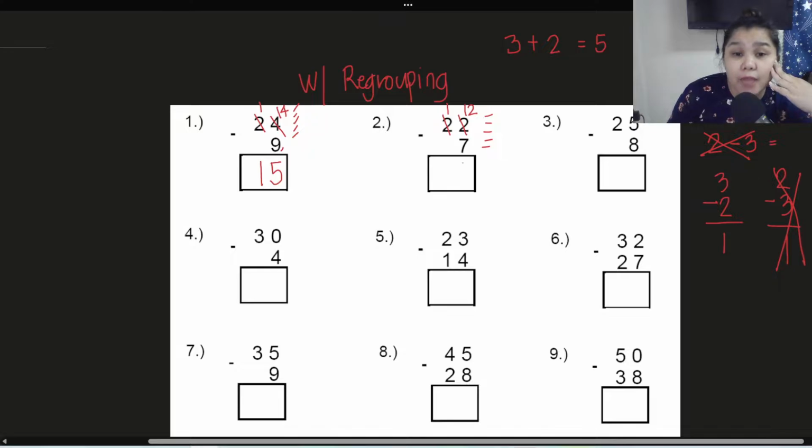It's 5. Okay, so 5. And then, we don't have any more subtrahend. So, this will be brought down. So, it's 15.